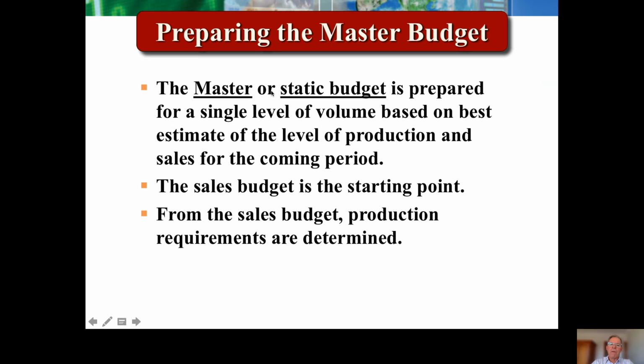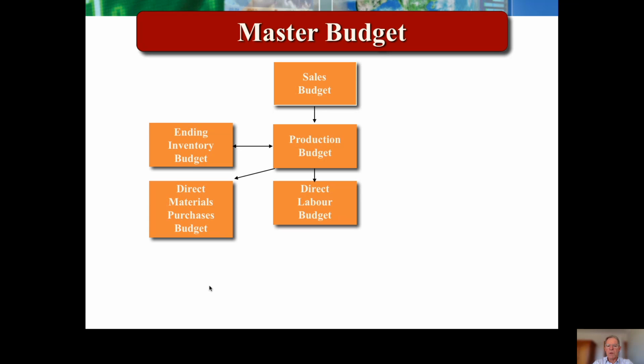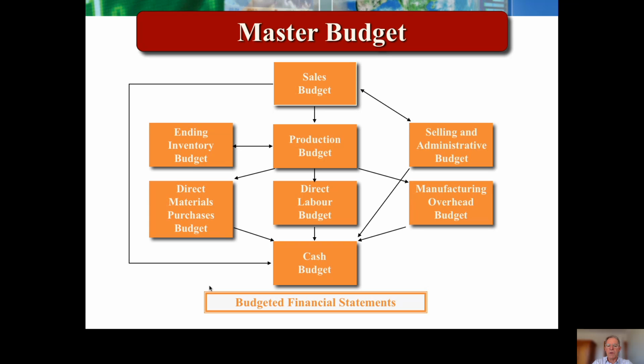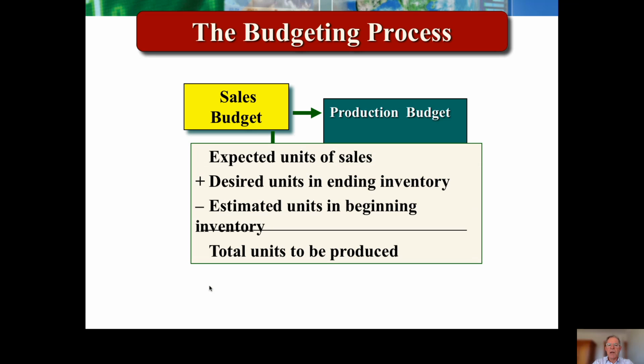So we might start off with a single level of volume, single product, and see where we go from there. Let's have a look. Sales budget feeding into the production budget, direct materials purchase budget, direct labour budget, manufacturing overheads, putting it all together, cash budget, and finally getting through to our budgeted financial statements. So let's have a go. We'll start with the sales budget.